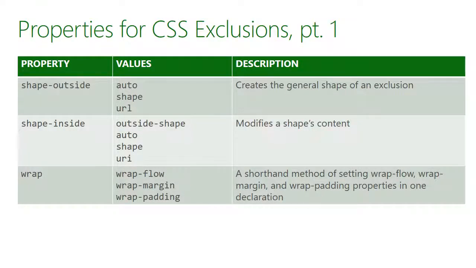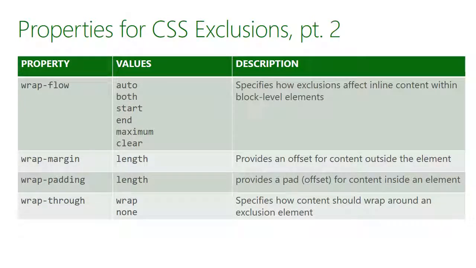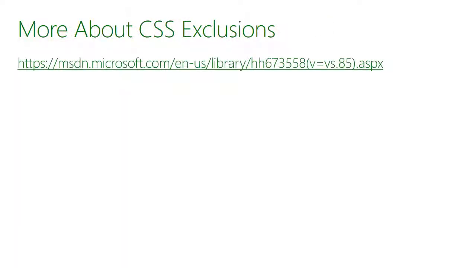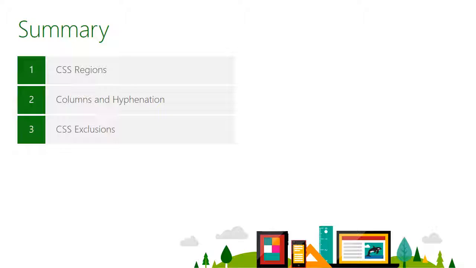Some of the properties for CSS exclusions are shown on this page. I'll let you pause the video to look at them in more detail if you wish to do so. You can find some more information about CSS exclusions at that link there on the Microsoft website. In summary, we've talked about CSS regions, columns and hyphenation, and CSS exclusions.